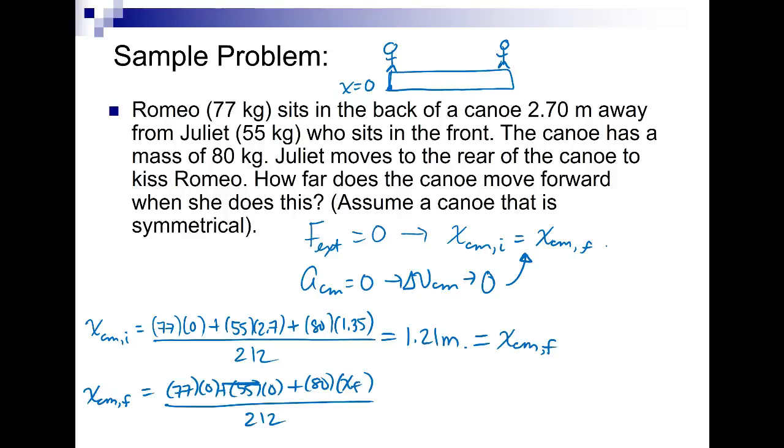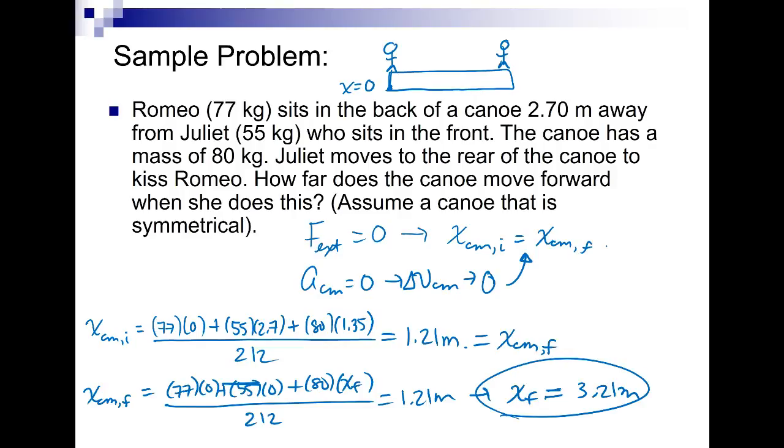Okay, so now we do this, and that's going to be equal to 1.21, which means that x final of the canoe is now 3.21 meters. So the canoe has to move forward quite a bit to take into account the fact that Juliet has moved backwards. Okay, so that's how we do center of mass problems.